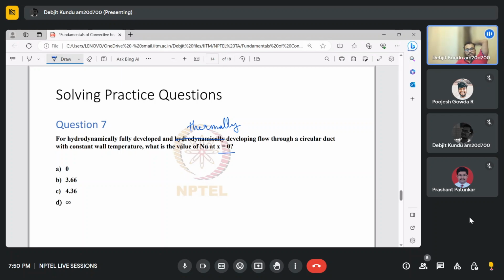So for a hydrodynamically fully developed and thermally developing flow through a circular duct with constant wall temperature, what is the value of the local Nusselt number at x equal to 0? Is it option A 0, option B 3.66, option C 4.36, or is it option D infinity? Okay, we have one response in favor of option A saying it's 0.